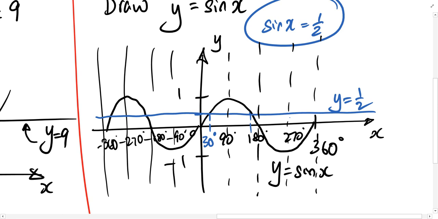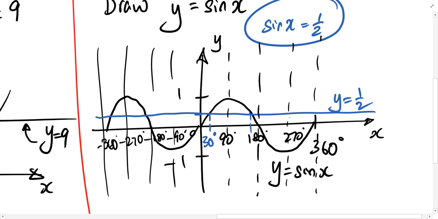Now, what do you think this value is going to be? 180 minus 30. 150. Okay, 180 minus 30. But how do you know it is 180 minus 30? 30 is the basic angle. Yes, your calculator gave you the 30. It was our basic angle. So why is this 150? Oh yeah, then your first quadrant.